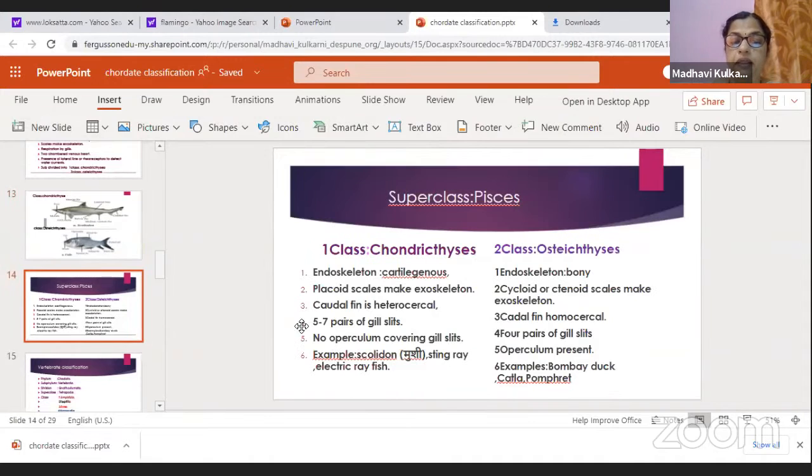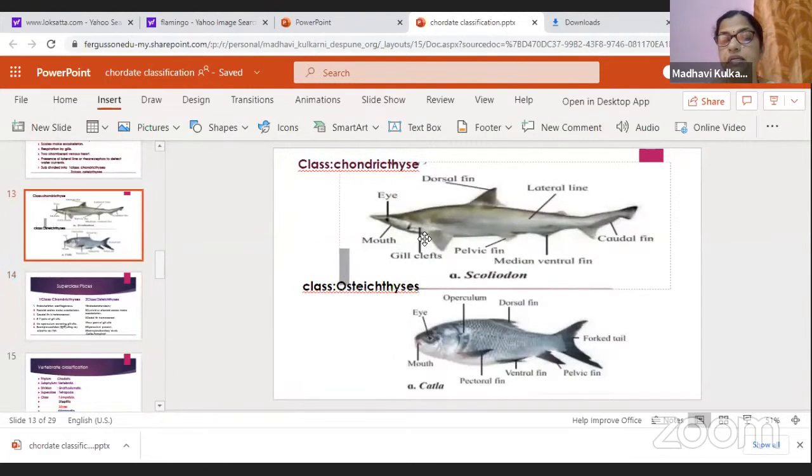The next point, 5 to 7 pairs of gill slits without any covering. Here, only 4 pairs of gill slits are present and they are always covered with the operculum. That point I can also show here in the diagram. In this Scoliodon, see here the gill slits are seen open from the outside, while in the case of bony fishes, there is a cover, and if you open the cover, the gills are inside. So the operculum or gill cover is always present in bony fishes. It is absent in cartilaginous fish.